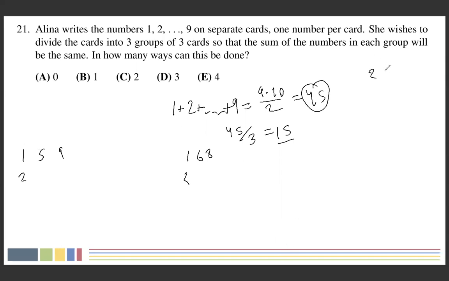Well, we could try 2, 4, 9. Really, because this is 2, we need these 2 numbers to add up to 13, which can be done with 4 and 9, 5 and 8, or 6 and 7. Those are only 3 ways, right?